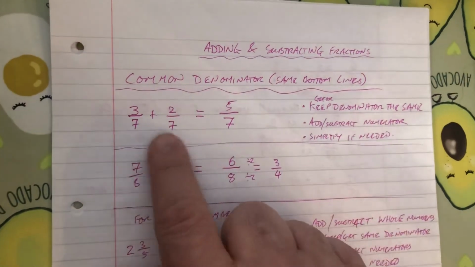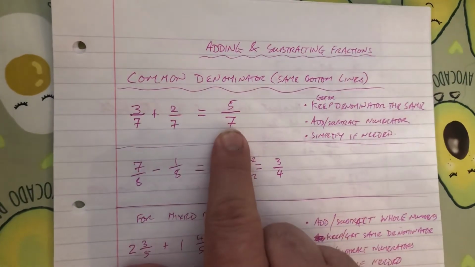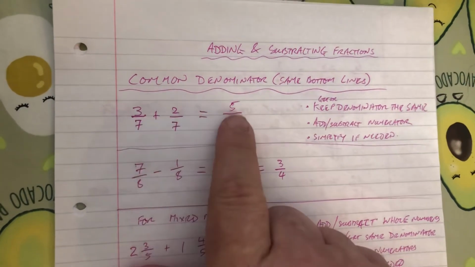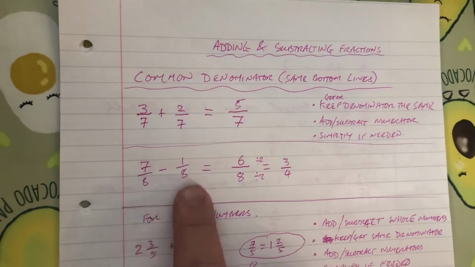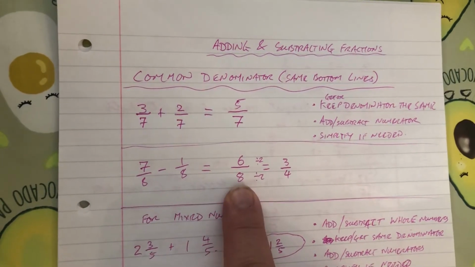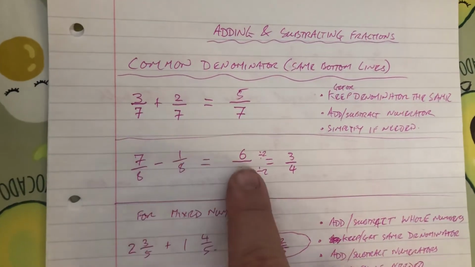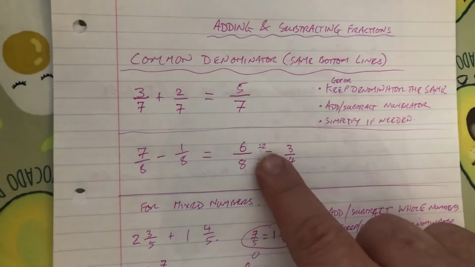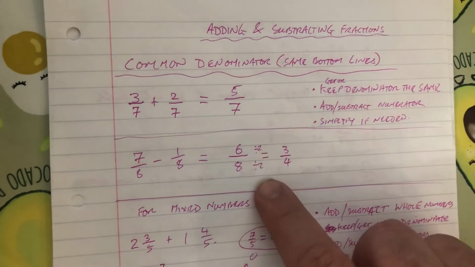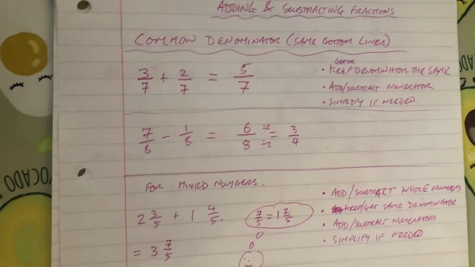So this one, the denominator is the same, so we keep the denominator the same, and then we do 3 add 2, which is 5. For this one, the denominator is the same, the 8s, we keep them the same, and then 7 minus 1 is 6, but 6/8 we can simplify as we did last week. Divide top and bottom by 2 to give us 3/4.